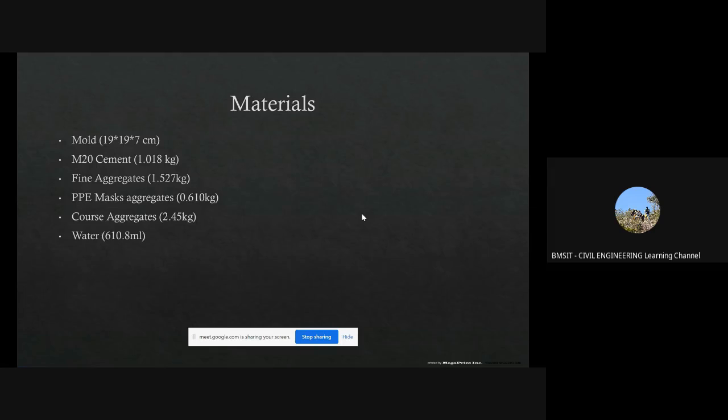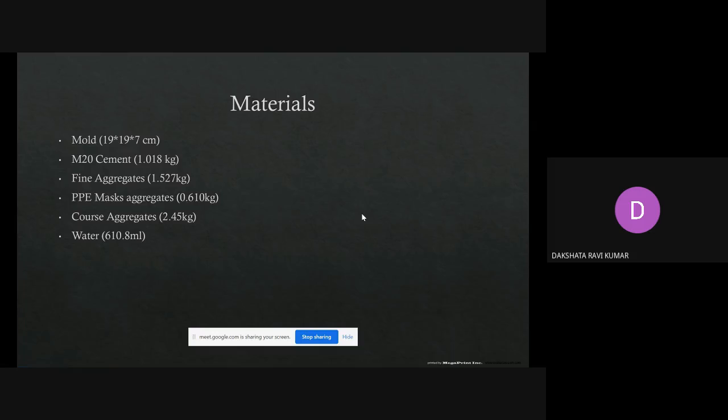I rephrase myself. M20 cement. And then we have used fine aggregates, which is 1.527 kgs. And we have used PPE mask aggregates, which we have made by combining these shredded masks and cement with water. And we have let it settle and become rock solid. And then we have used them in our project.